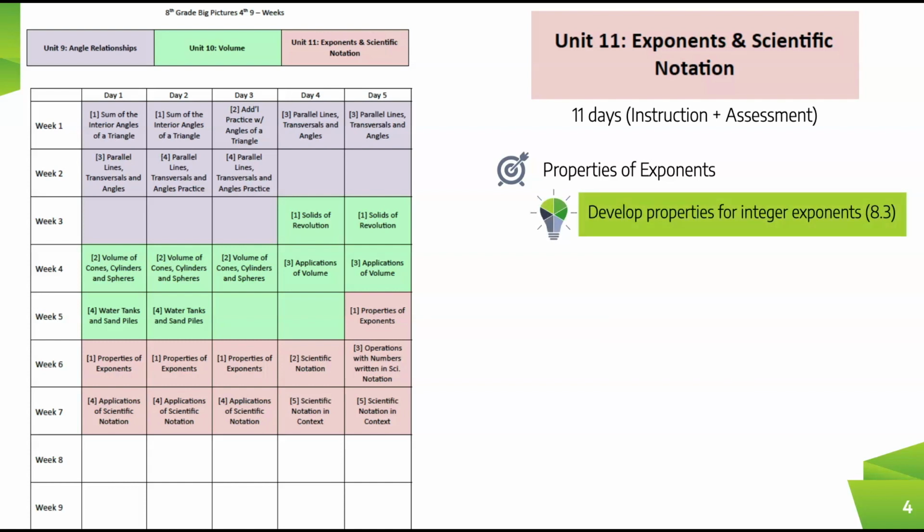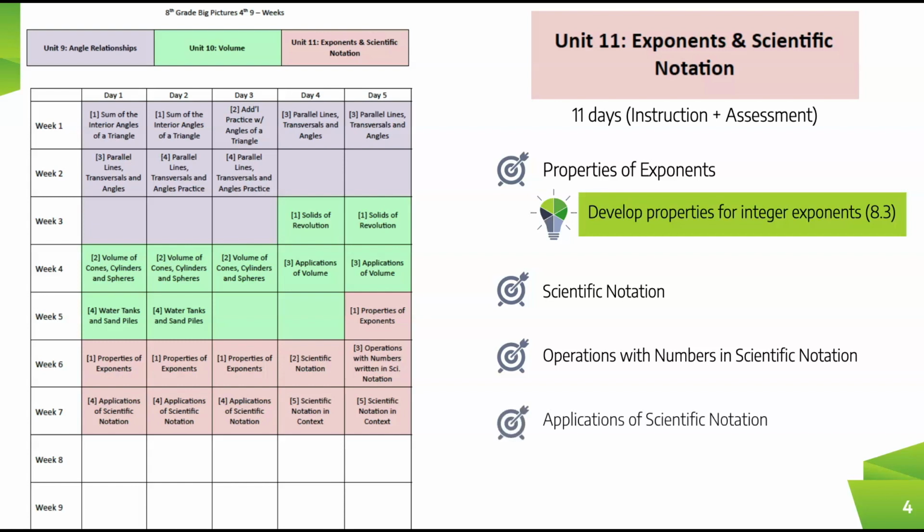New to the 2019 Math 8 course of study is students will develop the properties for integer exponents. So instead of being told what the rule is, they will proceed through a series of lessons that helps them to discover the rule. Next, we will move into scientific notation, operations with numbers in scientific notation, and finish out with applications of scientific notation.